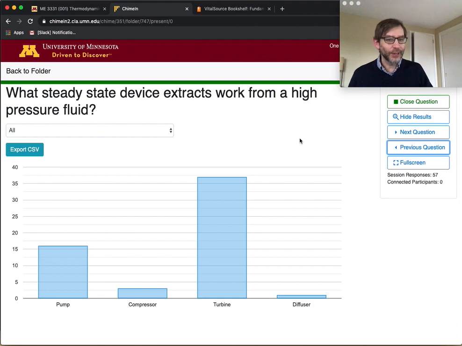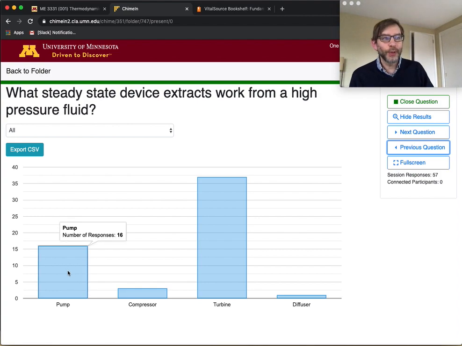Okay, so let's look at this result here. The question is, what steady state device extracts work from a high pressure fluid? The key words here are extracts work. That means something that is going to do work from a fluid, so it's going to have a positive work output from a high pressure fluid.